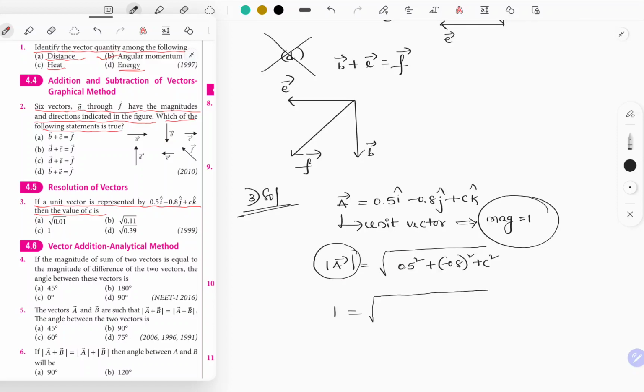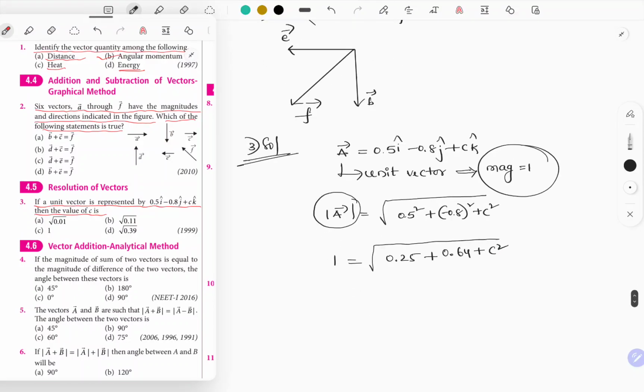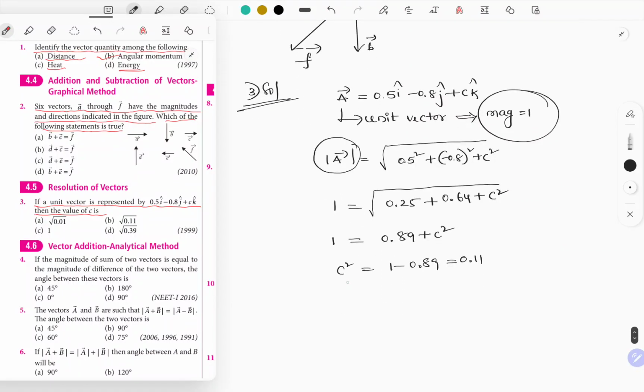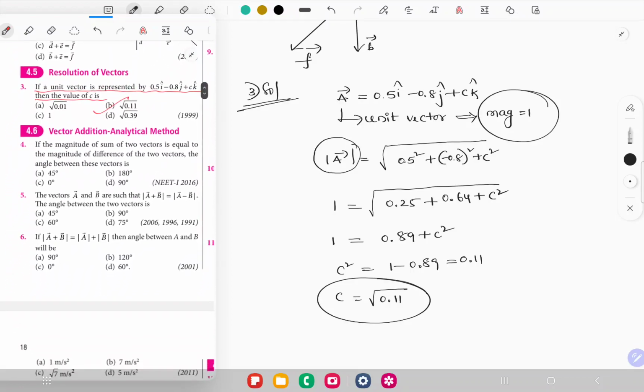So root of 0.5 square, which is 0.25, plus 0.8 square, which is 0.64, plus c square. Sending the square root to the left side, it will become 1, which is equal to 0.25 plus 0.64 plus c square. Then c square is equal to 1 minus 0.89, which is equal to 0.11. They are asking the value of c, then c is equal to root of 0.11. Look at this, which option is matching? Option B is correct. Very good.